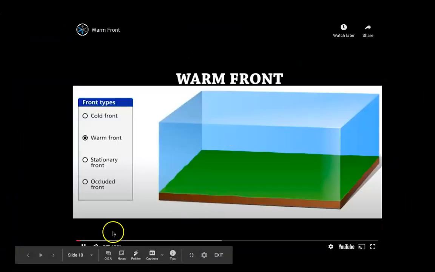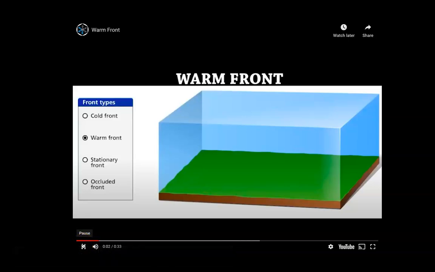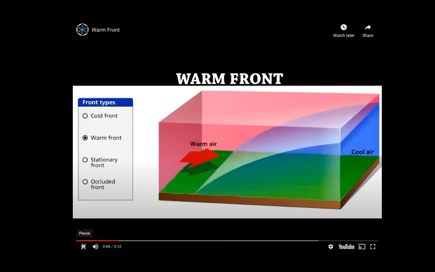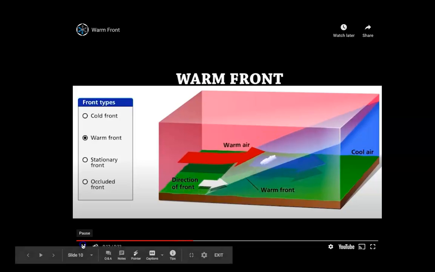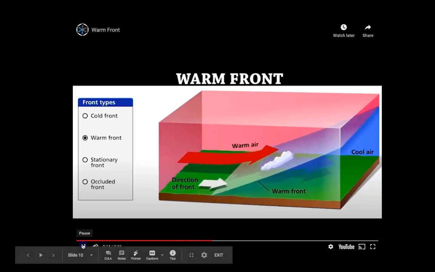The next type of front that we have is a warm front. A warm front is when warm air comes up quickly on cool air. Now, if you notice, the cold air is moving this way and the warm air is moving this way. They're both moving to the left.